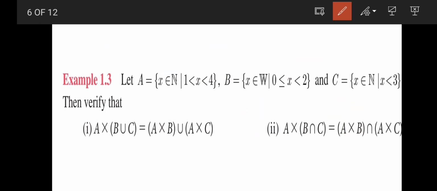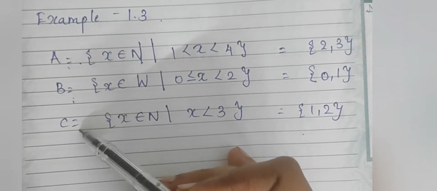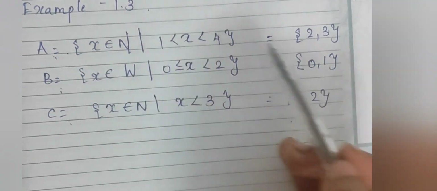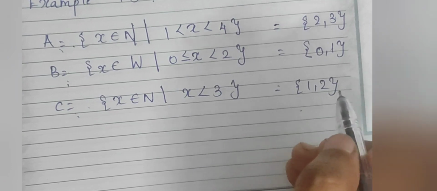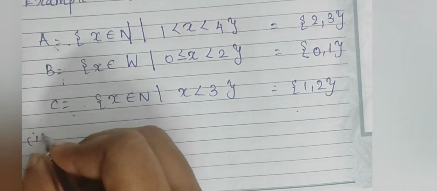Then we have to verify that A cross (B union C) is equal to (A cross B) union (A cross C), and A cross (B intersection C) is equal to (A cross B) intersection (A cross C). So write the values of A, B and C first. A is equal to {2, 3}, B is equal to {0, 1} and C is equal to {1, 2}. So first we have to find A cross (B union C) is equal to (A cross B) union (A cross C).